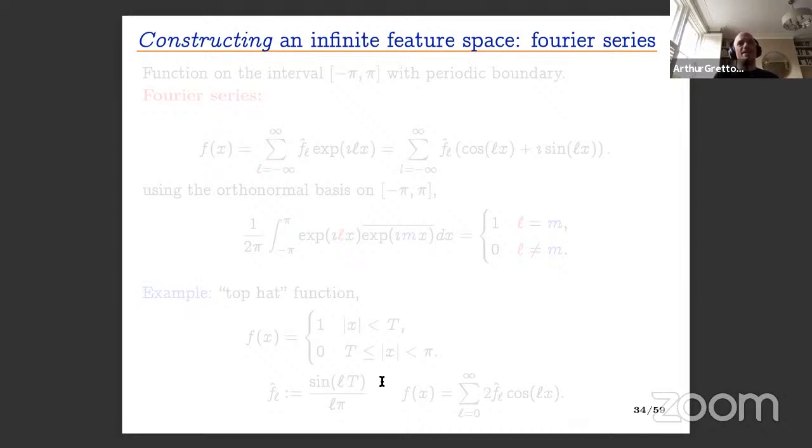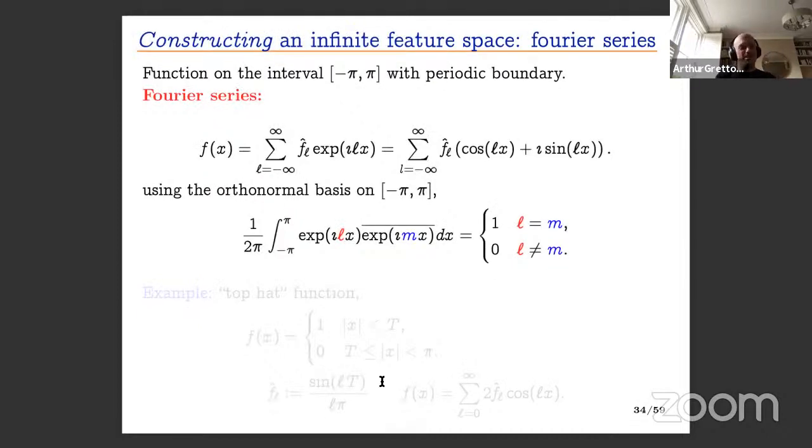Okay, so I'm going to define very, very simple functions. These are functions on the interval minus pi to pi with periodic boundaries. So not only are they functions in one dimension, but they're functions on a small interval in one dimension. So these are functions that no one cares about in real life, but they're very useful because the math is going to become simple.